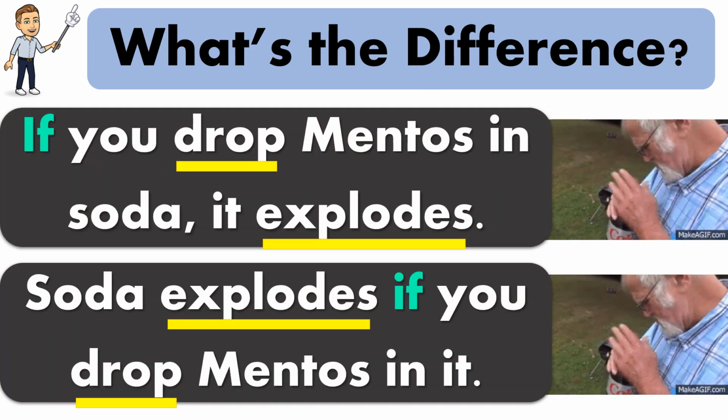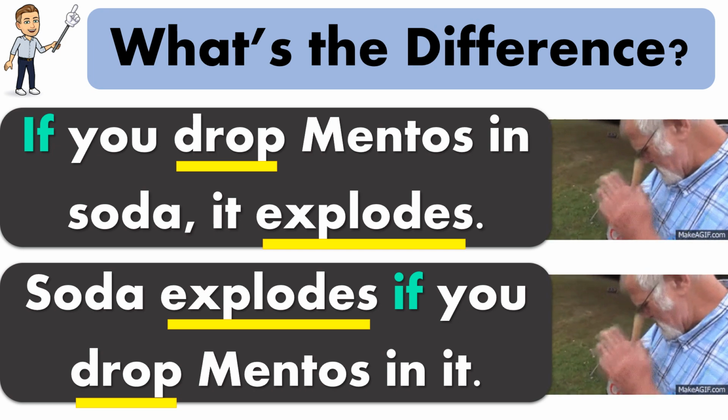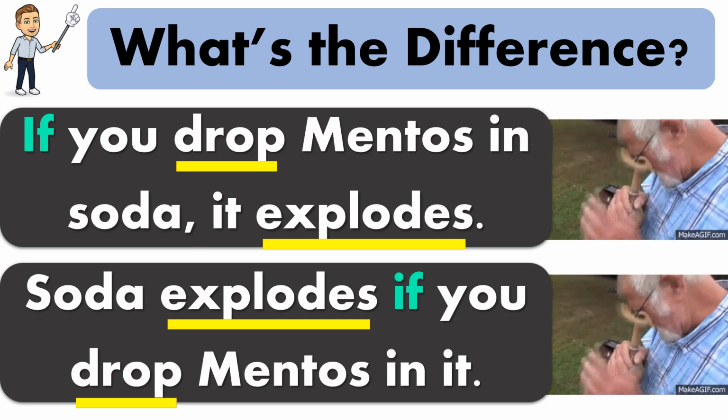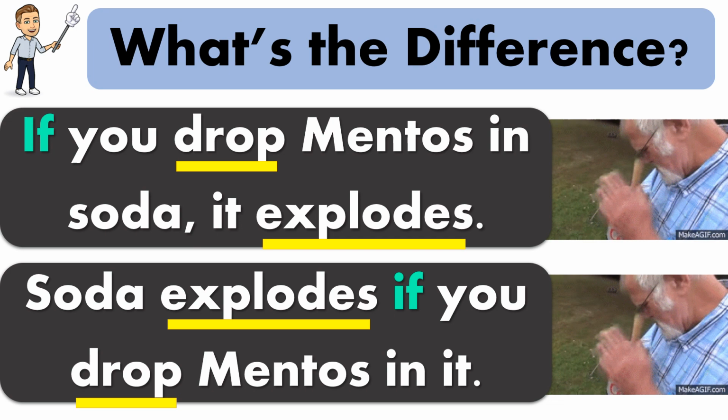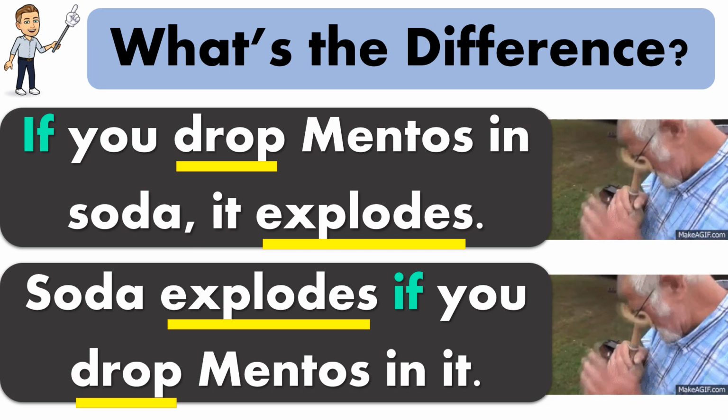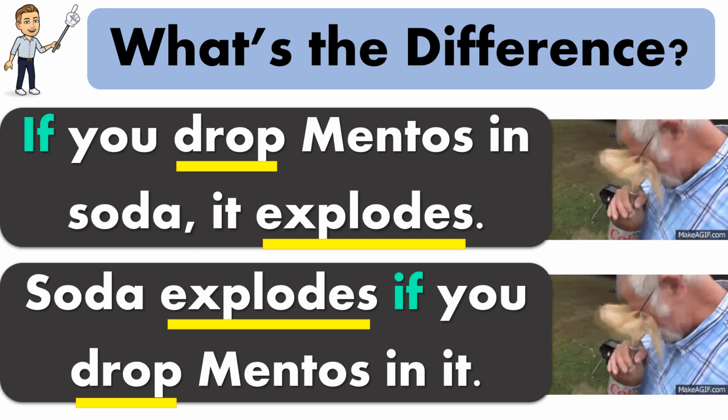Now here, it is a little bit different because we can flip the sentence around so that the if clause goes to the back. So we can start with the if clause, if you drop Mentos in soda, and then the result clause, it explodes, goes to the end. Now we can flip it around so that the result clause goes to the front and the if clause goes to the back. So soda explodes if you drop Mentos in it.